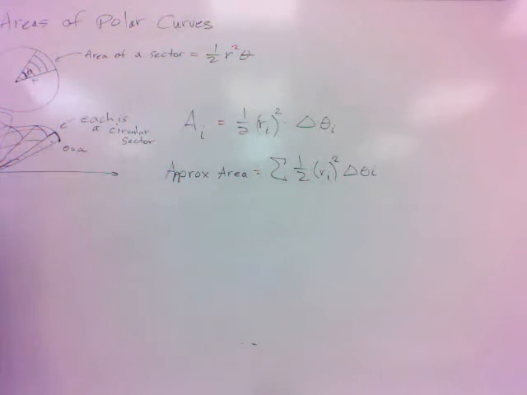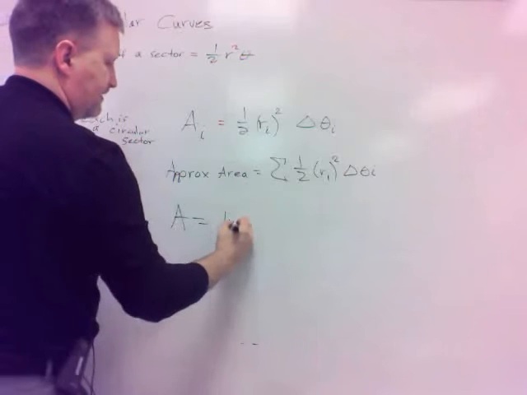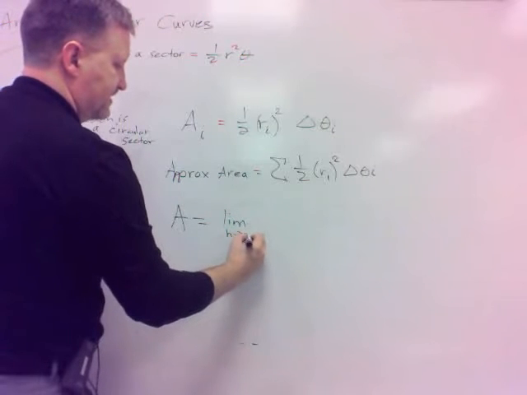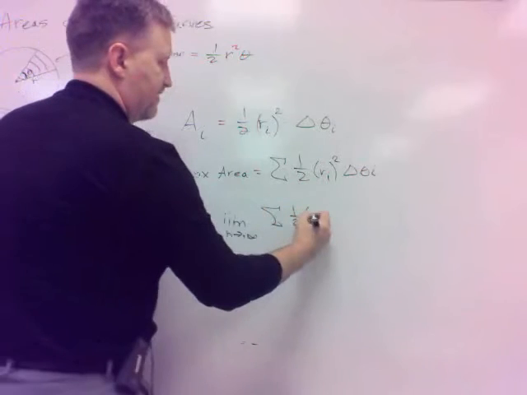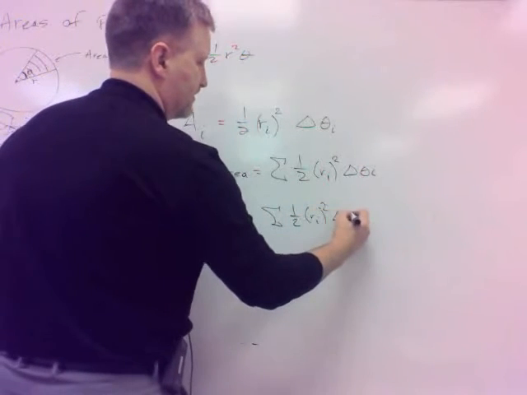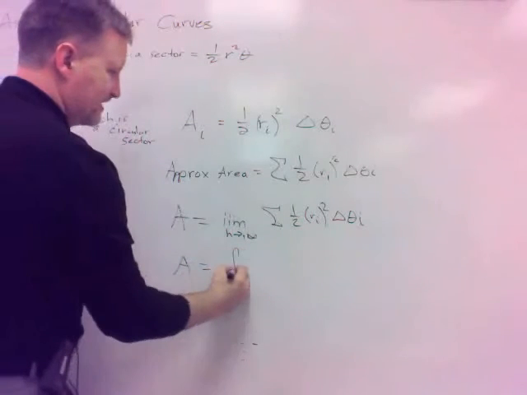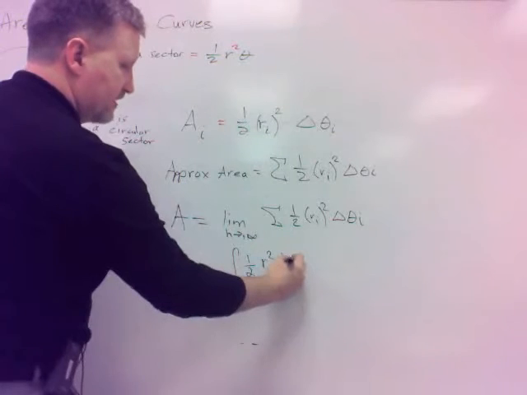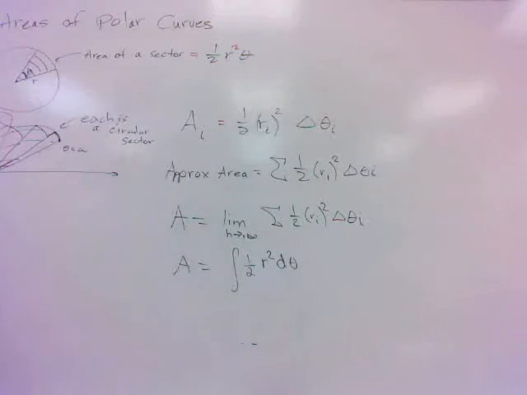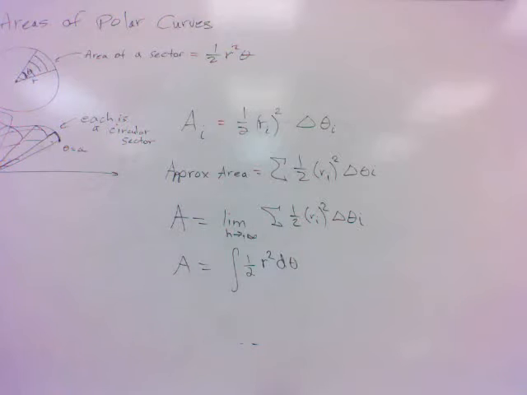How can I get the exact area? Yeah, take the limit as n goes to infinity of all these 1/2 r sub i squared delta theta sub i's. What is that? That's an integral. So that's the integral of 1/2 r squared d theta, right? Delta theta turns into d theta, and 1/2 r sub i squared becomes 1/2 r squared.